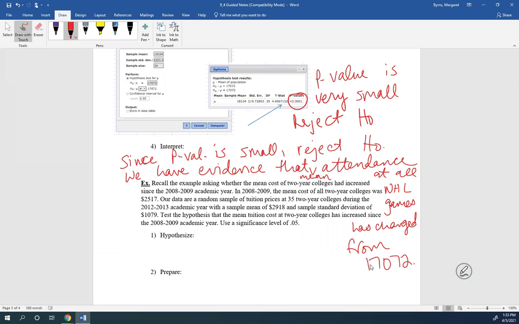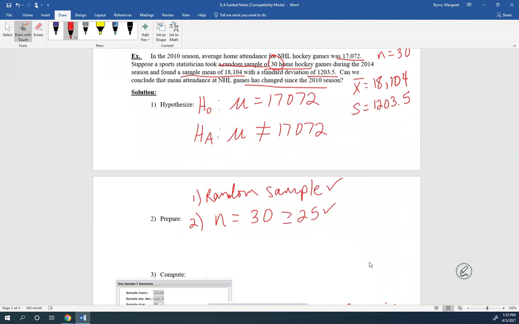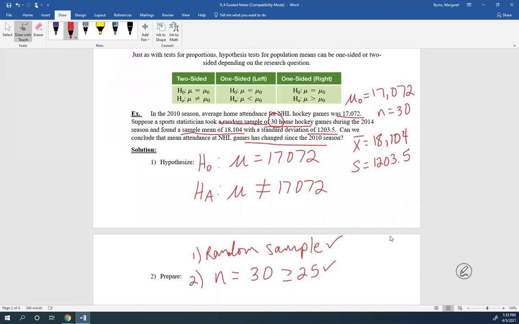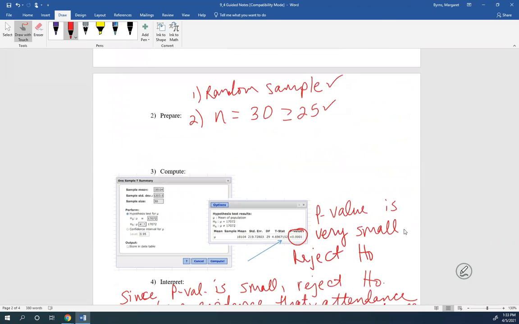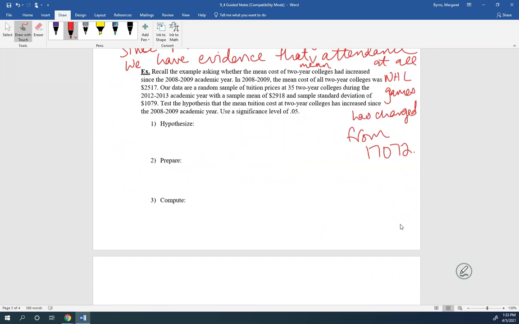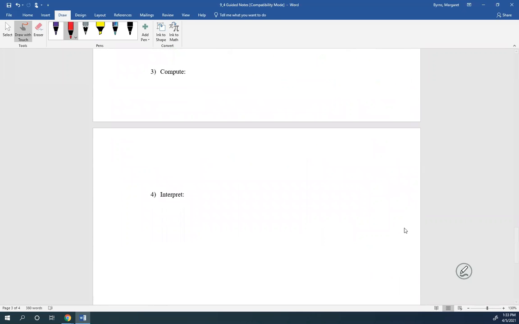For the data we had from whatever year this was, 2014, we've changed from that original number we projected from the 2010 season. That's what we're saying. All right, so let's take a look. I think I've got one more example here.